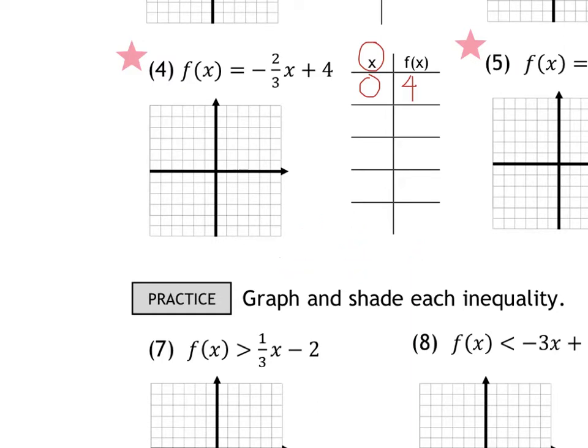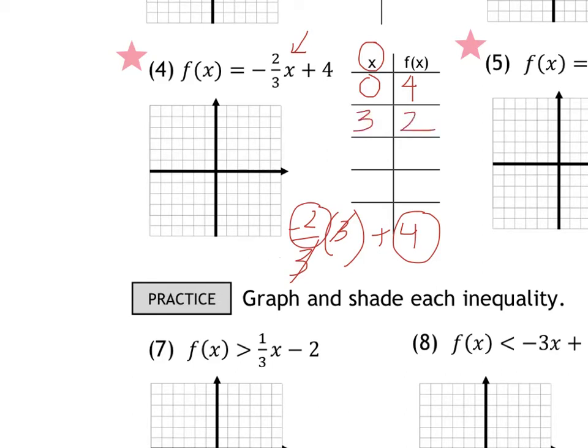Then we're going to go ahead and plug in a nice number. So I consider a nice number to be 3. The reason I consider that a nice number is, all you fraction fans, these 3's cancel out, which leaves you with 4 minus 2, which is equal to 2. So I'm going to go ahead and graph those first. I have 0, 4, and I have 3, 2. So I have both of those.